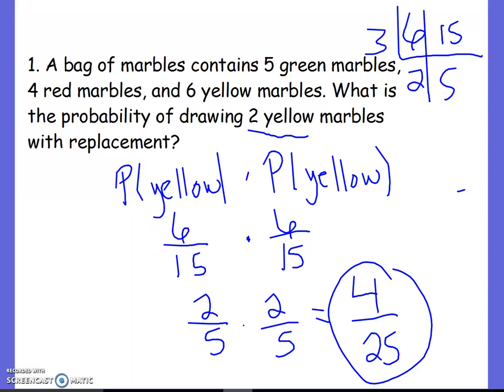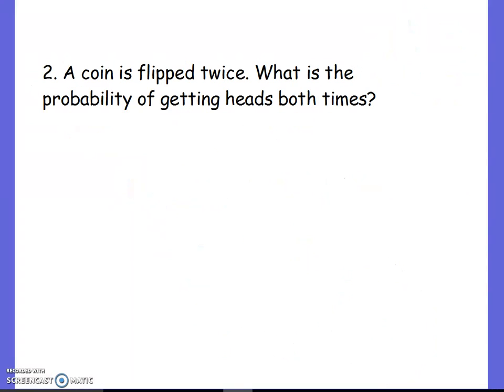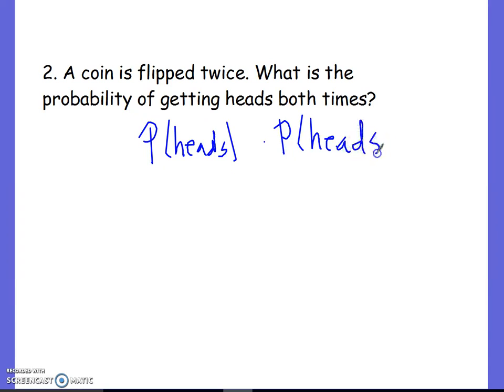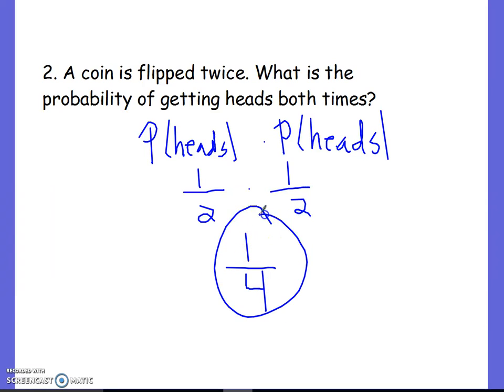Alright, let's take a look at number 2. A coin is flipped twice. What is the probability of getting heads both times? So we have the probability of heads times the probability of heads, which is 1/2 times 1/2. Top times top, bottom times bottom, we get 1/4.